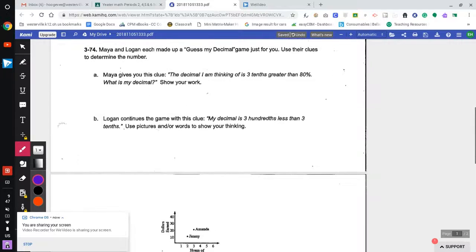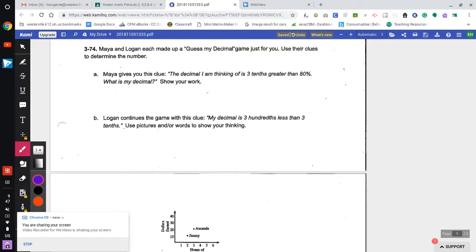Moving on to 74. Maya and Logan each made up a Guess My Decimal game just for you. Use their clues to determine the number. Maya gives you the clue: the decimal I am thinking of is 3/10 greater than 80%. What is my decimal? Well, you might want to convert your 80% to a decimal and then add it to 3/10, and you probably should figure out what her decimal is, her final answer.